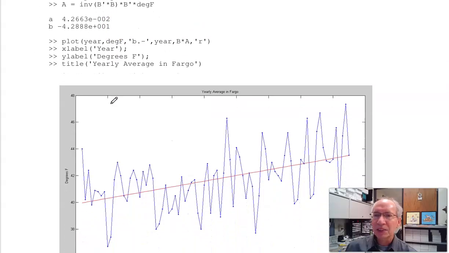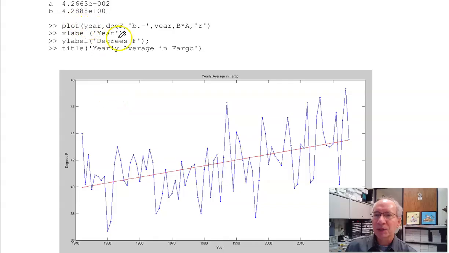Anytime you have data, it's nice to plot it. Simply plot the year versus degrees F in blue, that's the raw data. Year versus curve fit in red, that's my linear curve fit. That kind of shows, based upon this data, it looks like Fargo's warming up.